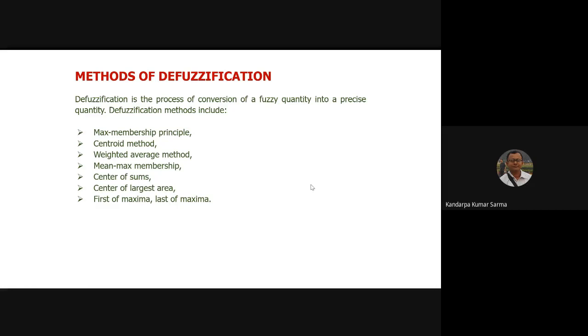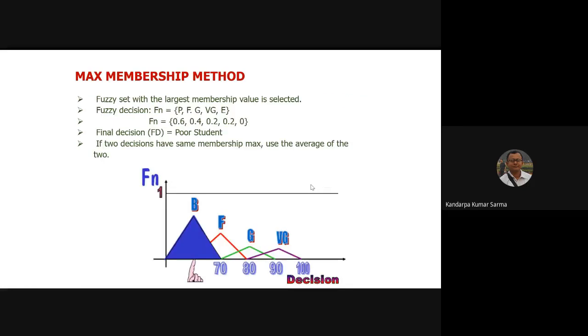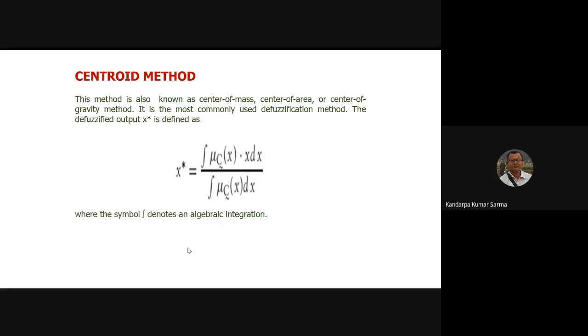There are some methods for defuzzification: maximum membership principle, centroid method, weighted average method, mean max membership, center of sum, center of largest surface area, center of maximum, last of maximum. So the maximum membership method: you have a number of membership functions defined. The function with the maximum value will be selected for doing the defuzzification process. But this is not a reliable one.